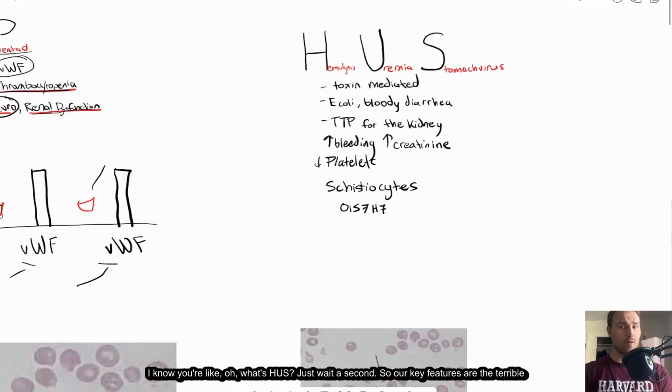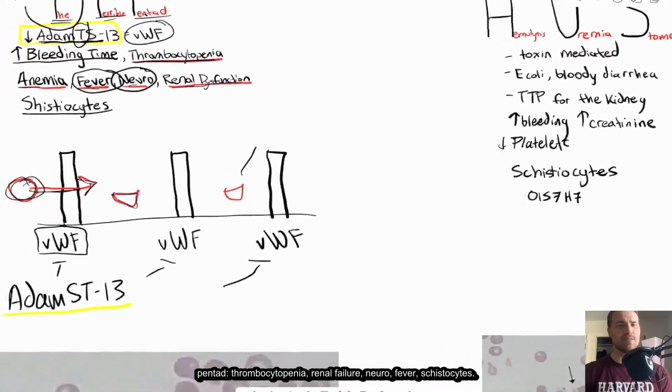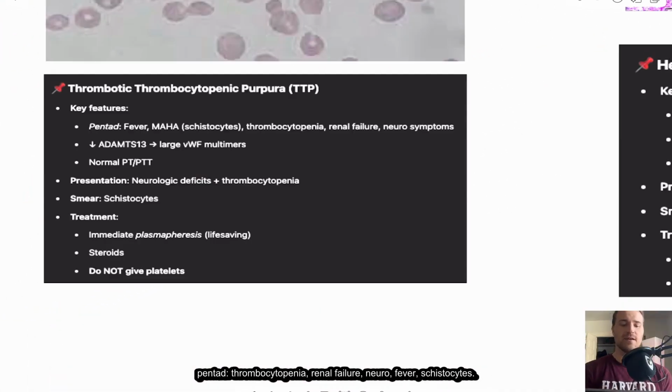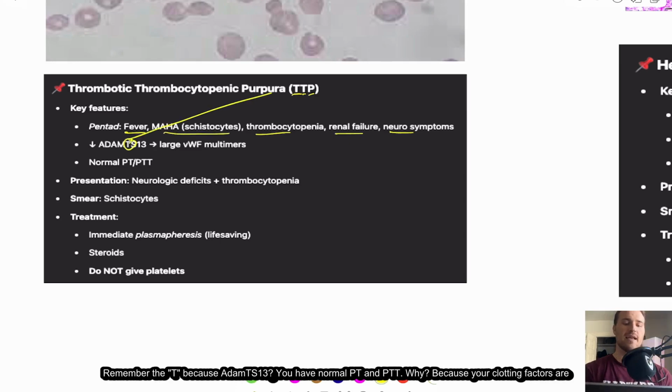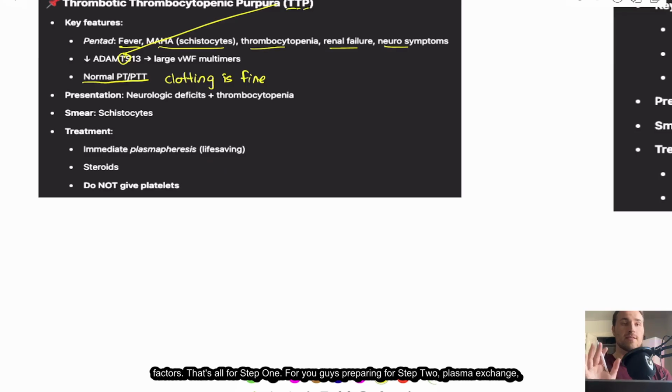HUS. But before we move on, I know you're super excited. I know you're like, oh, what's HUS? Just wait a second. So our key features are the terrible pentad: thrombocytopenia, renal failure, neuro, fever, schistocytes. Remember the T, because ADAMTS13? You have normal PT and PTT. Why? Because your clotting factors are fine. Your clotting is fine, you're just shearing these cells up because of the von Willebrand factor. That's all for step 1.